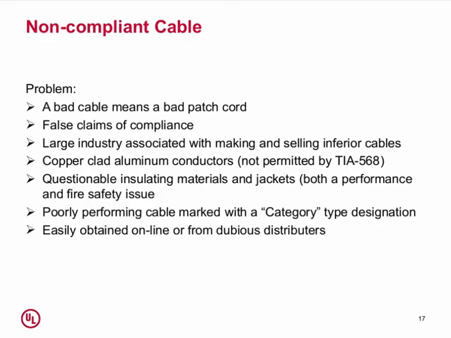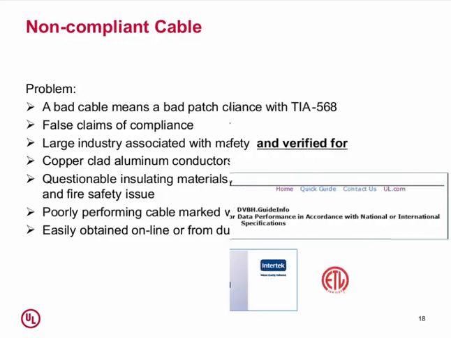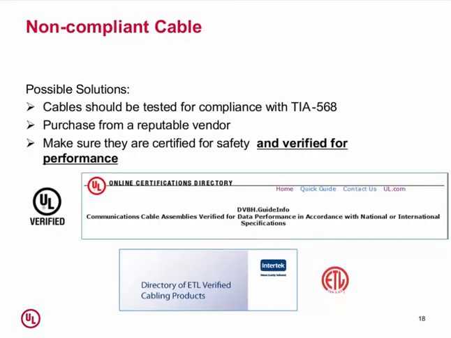Some of us have seen some videos on the results of that. Poorly performing cable marked with a category type designation, but it's not even checked. And these are easily obtained all over the place. How do you deal with this? What are possible solutions? Well, make sure your cables are tested for compliance with TIA 568. Make sure they have a category rating. Purchase them from reputable vendors. Reputable vendors are going to carry good quality cabling. And make sure the cabling is certified and verified for performance.